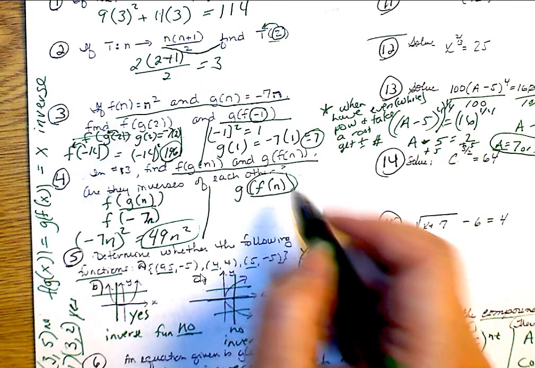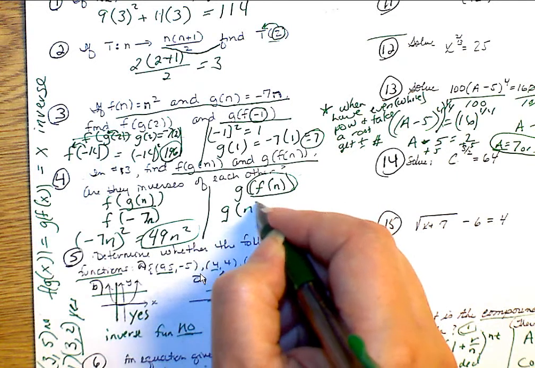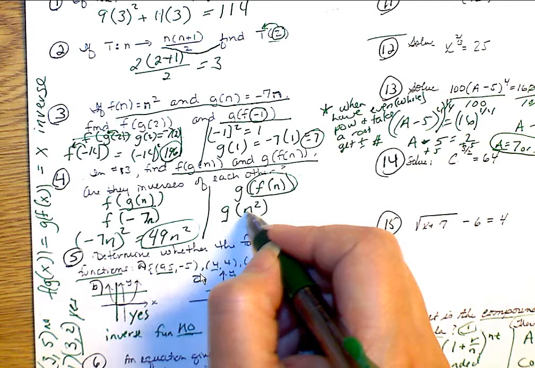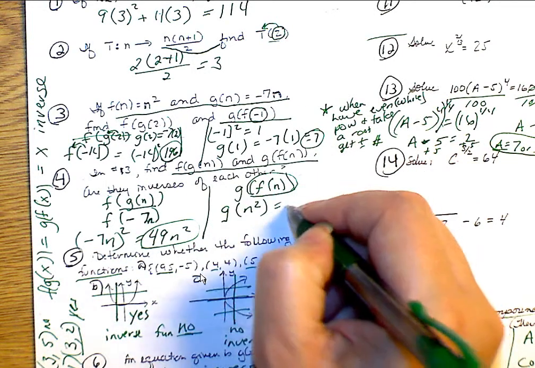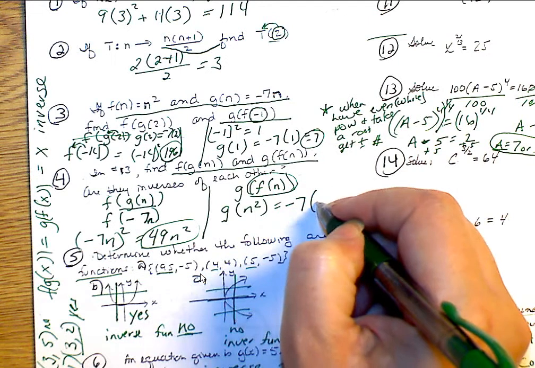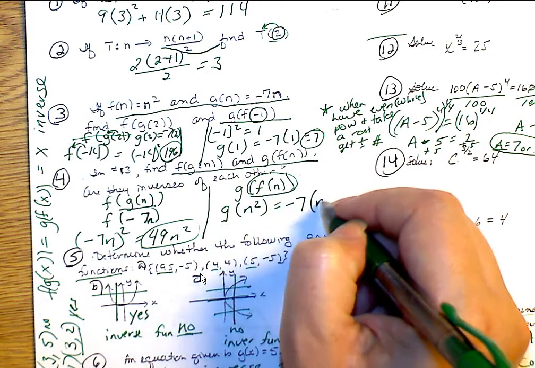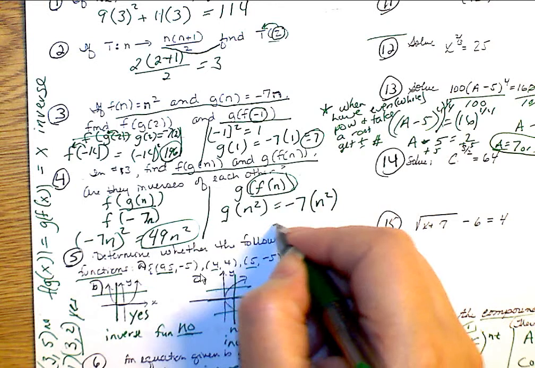So you're going to go g of n squared, and then you have to take n squared and put it in for g. So you're putting it in there. So you're putting -7 in for, or we're putting in n squared in for my n. So we have -7 times n squared. And so you have -7 n squared.